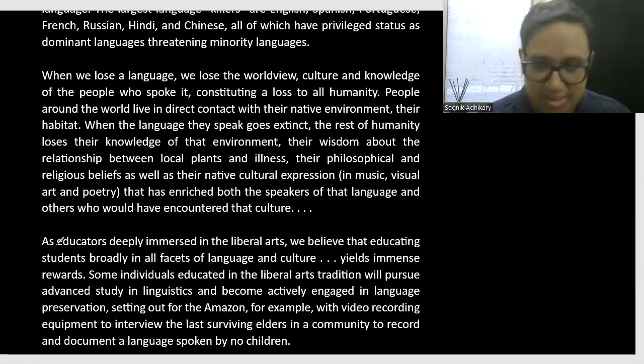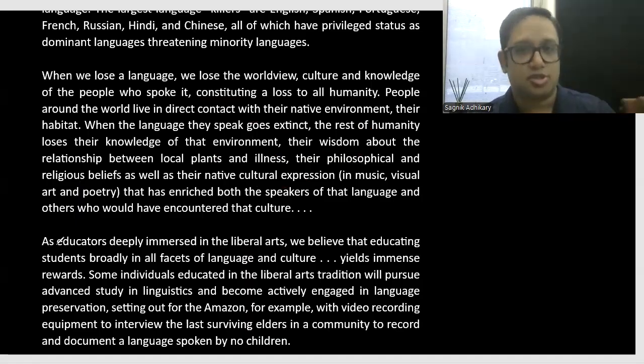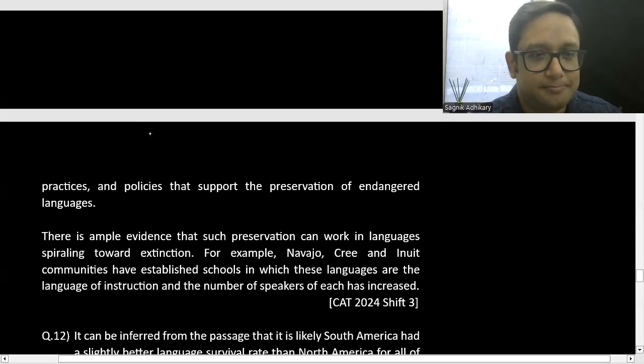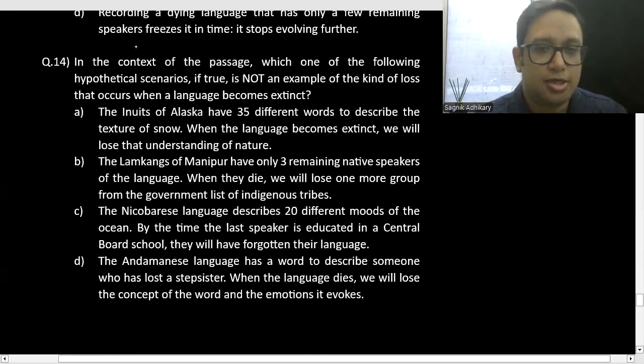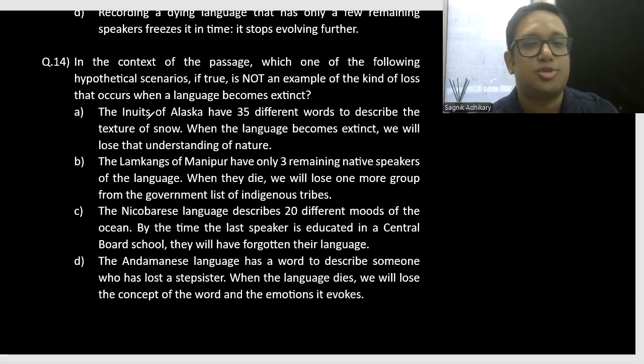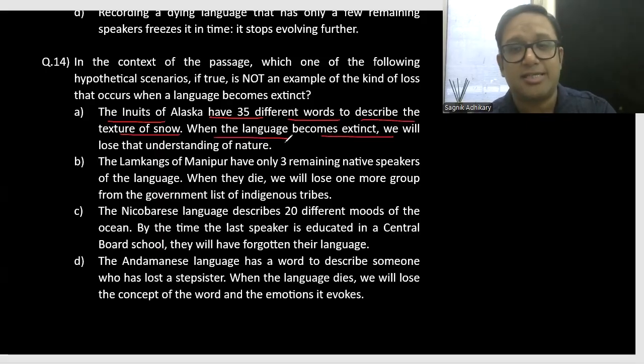So in a simplification, when a language is lost, a part of that culture, things which are native to that culture, their philosophy, their worldview, those things are lost. So we are looking for something which does not give us that kind of a loss. Let's check with the options. The Inuits of Alaska have 35 different words to describe the texture of snow. When the language becomes extinct, we will lose that understanding of nature.